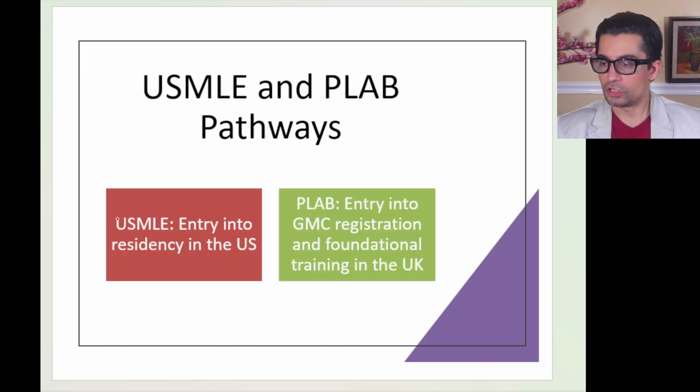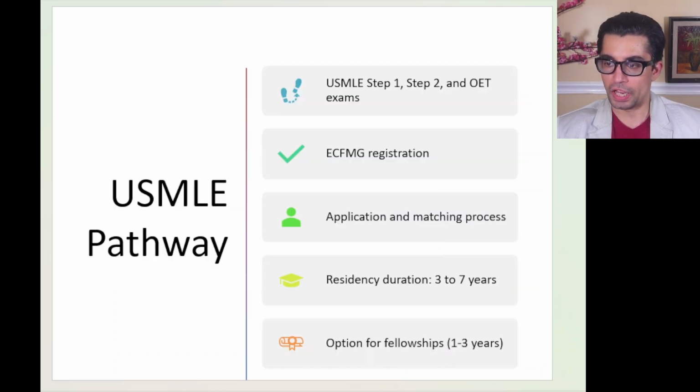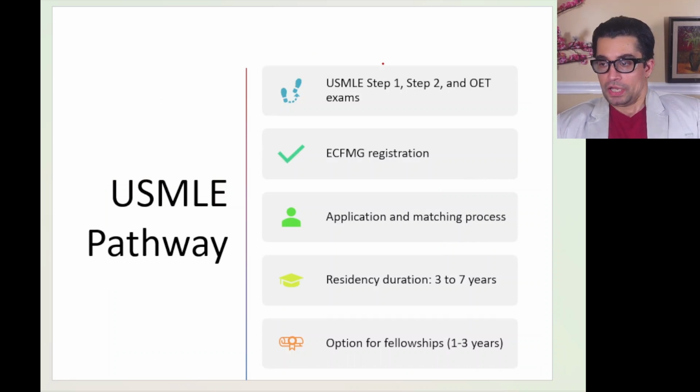All right, for the USMLE, you are looking to get into residency. For PLAB, you are looking to get into the General Medical Council registration, and you are looking for your foundational training in the UK. Now, the USMLE pathway, there are going to be a couple of exams: USMLE Step 1, Step 2, the OET exam.